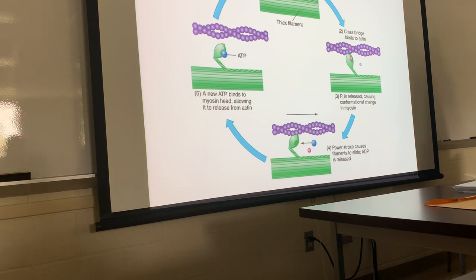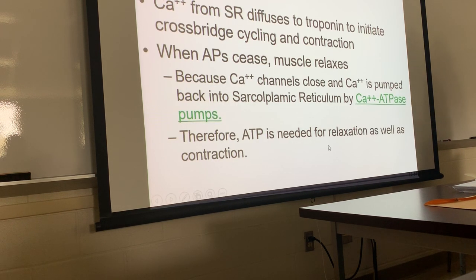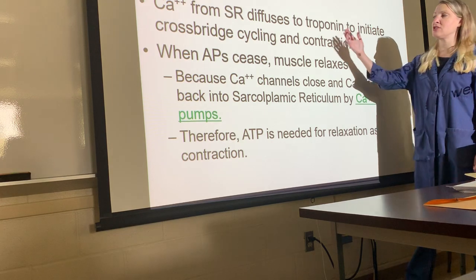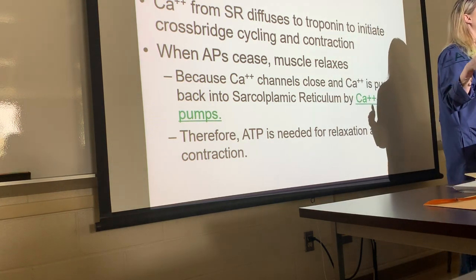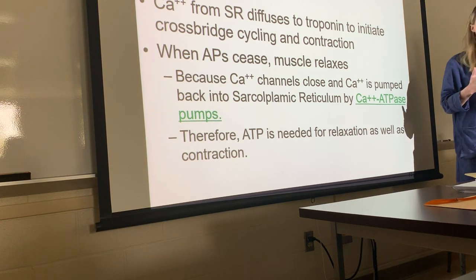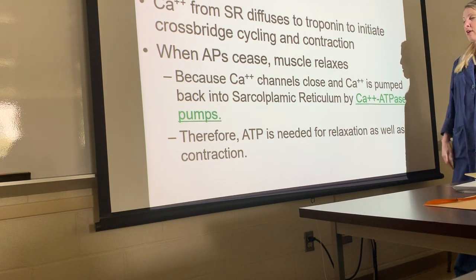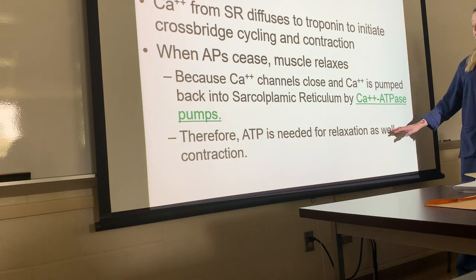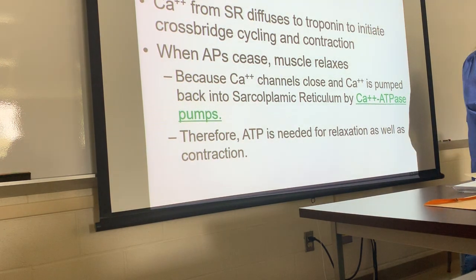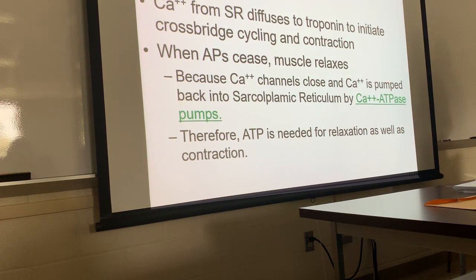All right, so lastly, this last slide just basically tells us that calcium from the sarcoplasmic reticulum goes to troponin to initiate that cross-bridge cycling. When the action potentials stop, the muscle will relax because calcium channels close and calcium is pumped back into the SR. So you're going to need ATP for both relaxation as well as contraction, because to pump the calcium back into the SR, where it's already in high concentration, is going to take energy. And of course, we've seen how ATP was necessary for cross bridge formation, the power stroke, and all of that for the contraction process.